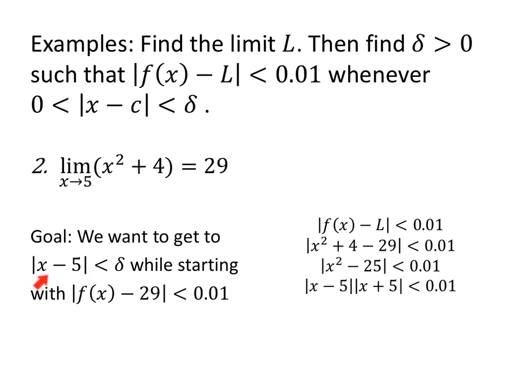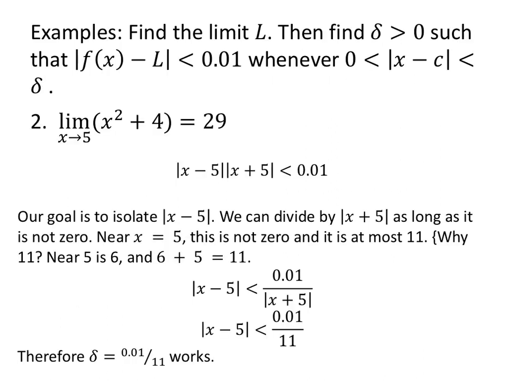Since I want my absolute value of x minus 5, and I have a difference of squares, I'm going to factor the difference of squares. But I'm going to keep both of them in absolute values so I can make sure I don't mix up my signs on accident. Alright, so we left off at the absolute value of x minus 5 times the absolute value of x plus 5 is less than 0.01.